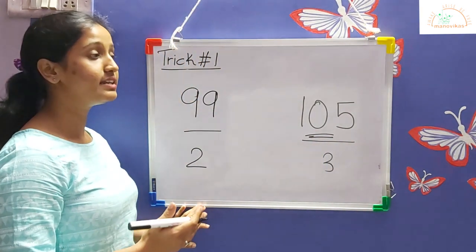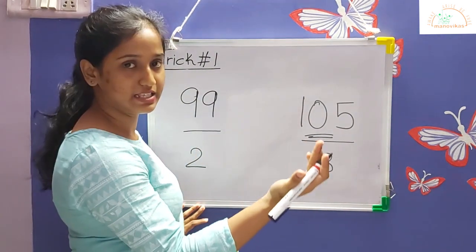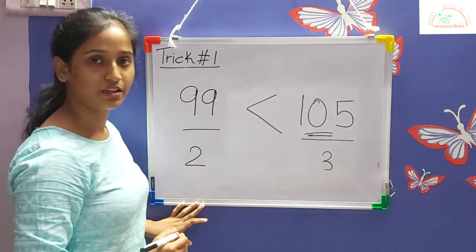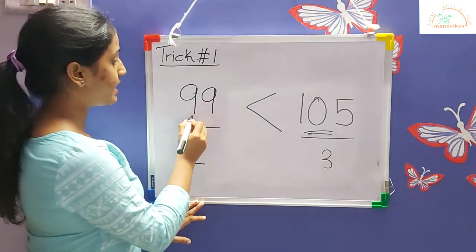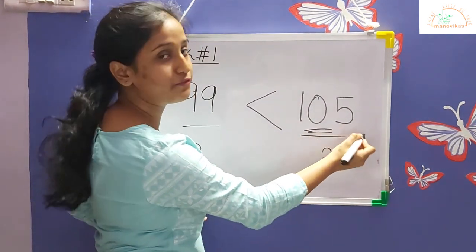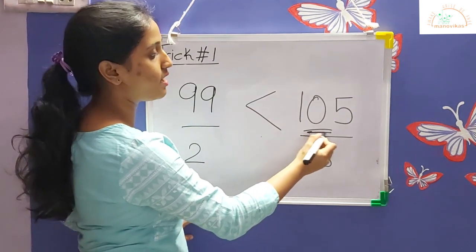So which side is the greater number now? Yes, it is on the right hand side. So we need to use the less than sign. So we say it as number 99 is less than number 105. So number 99 is less than 105.